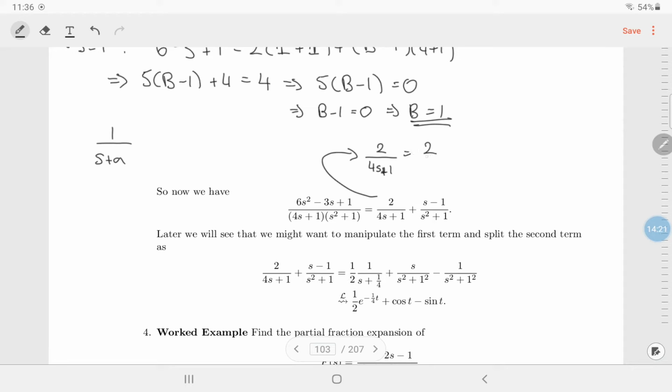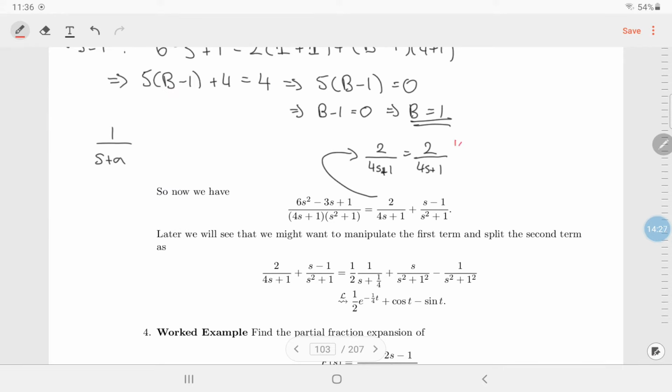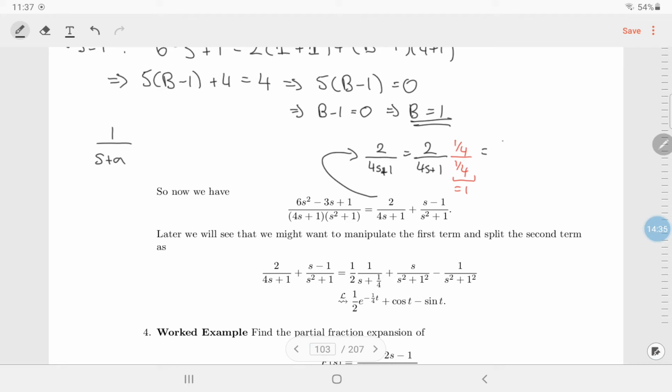So what you'll do with this is you'll divide above and below by 4, which is the same as multiplying above and below by a quarter. And a quarter divided by a quarter is equal to 1, so that doesn't change anything. So that's a legitimate thing to do. 2 by a quarter is a half. And then a quarter by 4s is s, a quarter by 1 is a quarter.